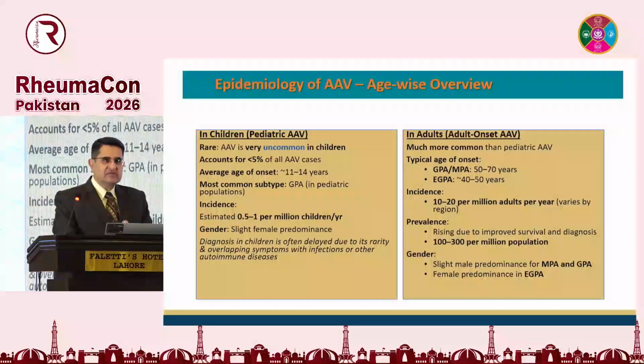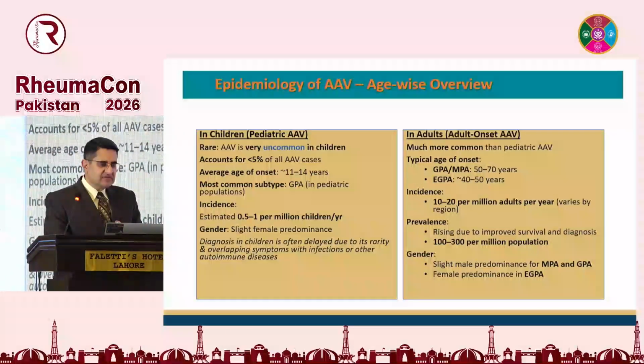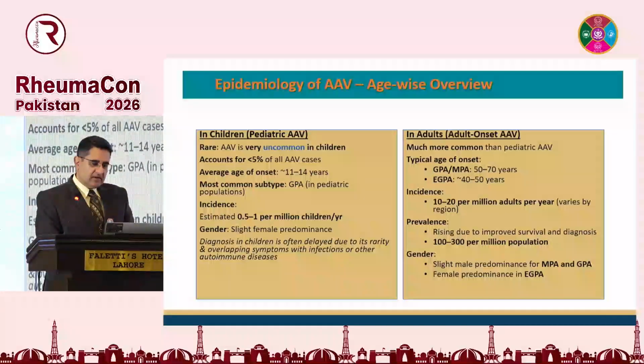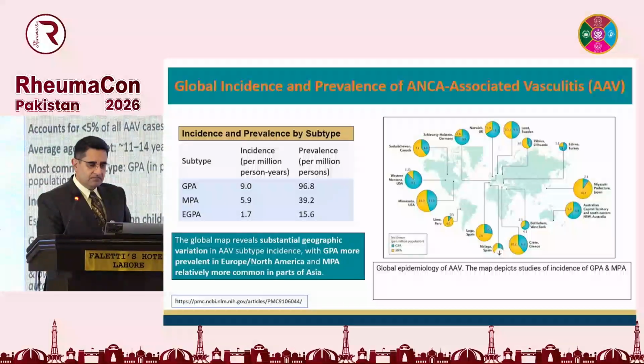In epidemiology, the pediatric age group doesn't have such incidence, but if it occurs it is around 11 to 14 years, and it is usually the GPA form. Likewise, in adults, GPA is more common than eGPA. It occurs at 50 to 70 years in GPA and MPA, and 40 to 50 years in eGPA. There is a slight male predominance for MPA and GPA, and female predominance for eGPA.